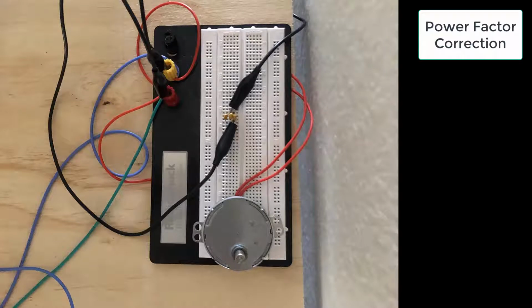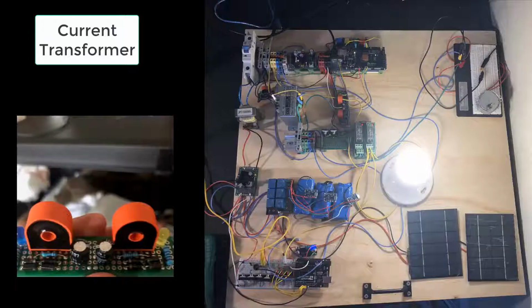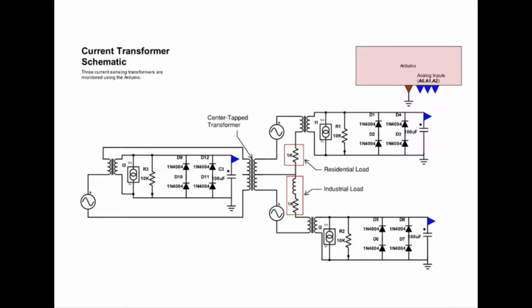Here we have the industrial load, which has a power factor correction circuit attached. Next we see a critical part of the system, the current transformer. These little current transformers are able to sense current and supply an analog output through the use of a burden resistor. A rectification circuit has been attached to the design, and careful calculation of the burden resistor was included as well to prevent damage to the Arduino. Here's the schematic showing the design.